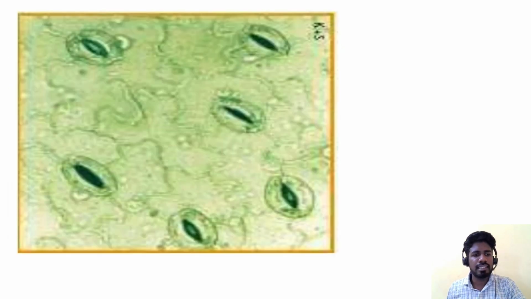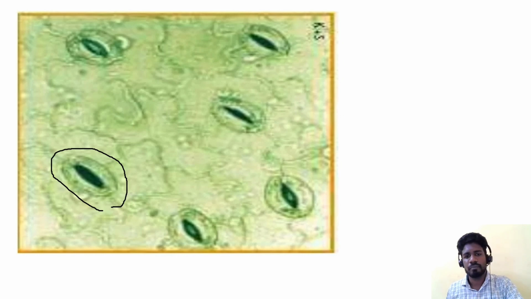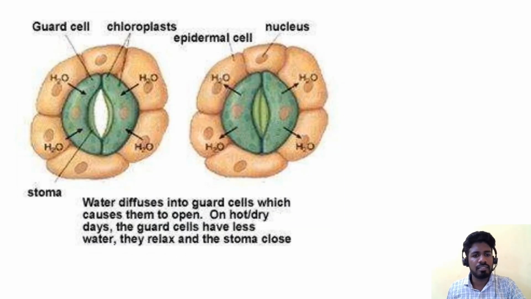You can clearly see the microscopic structure of the stomata, right? Two guard cells are present. Same here, water diffuses into the guard cells, which causes them to open. On hot and dry days, they tend to be closed.